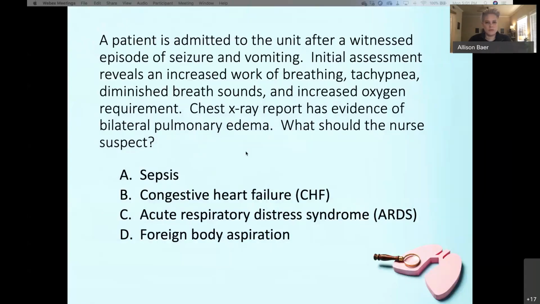Okay. A patient's admitted to the unit after a witnessed episode of seizure and vomiting. Initial assessment reveals increased work of breathing, tachypnea, diminished breath sounds, increased oxygen requirement. Chest x-ray has evidence of bilateral pulmonary edema. What should you suspect? There's probably a couple things you suspect. To me, this one was tricky. It had 2 answers I wanted to answer.